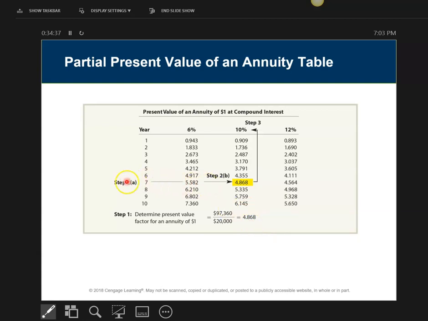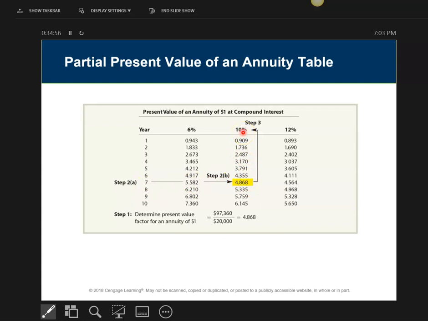You know it's 7 years, so you go to year 7. You come across till you find the multiplier. It's 10% return on my money. So what I'm actually doing is I'm going backwards into this. I'm calculating my multiplier. I know my years, but I need to find out what percent.